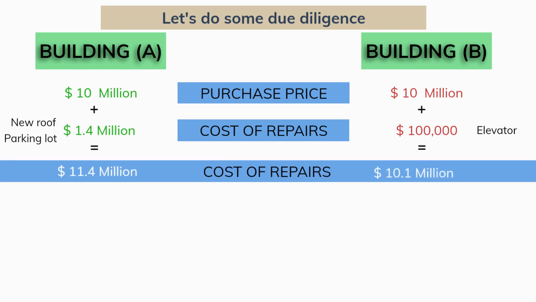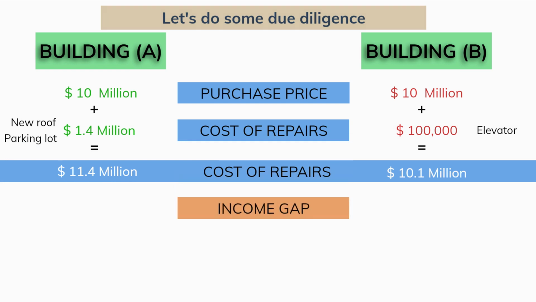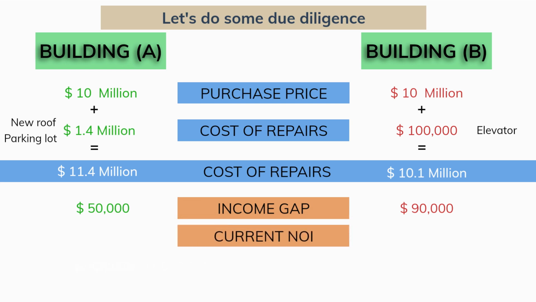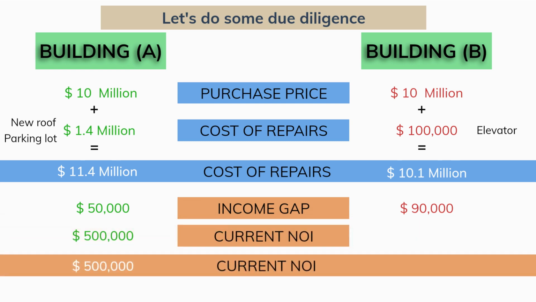Conducting some further financial due diligence, we see that Building A's rents are below market, and we can raise them to generate another $50,000 in rent. We have a similar situation in Building B, where rents are below market by $90,000, and we could be generating $515,000 in NOI with our new information.